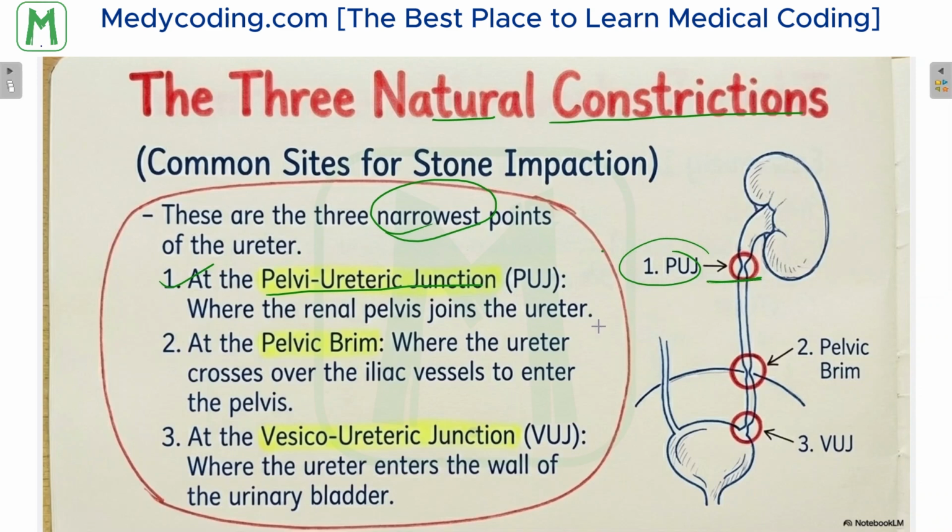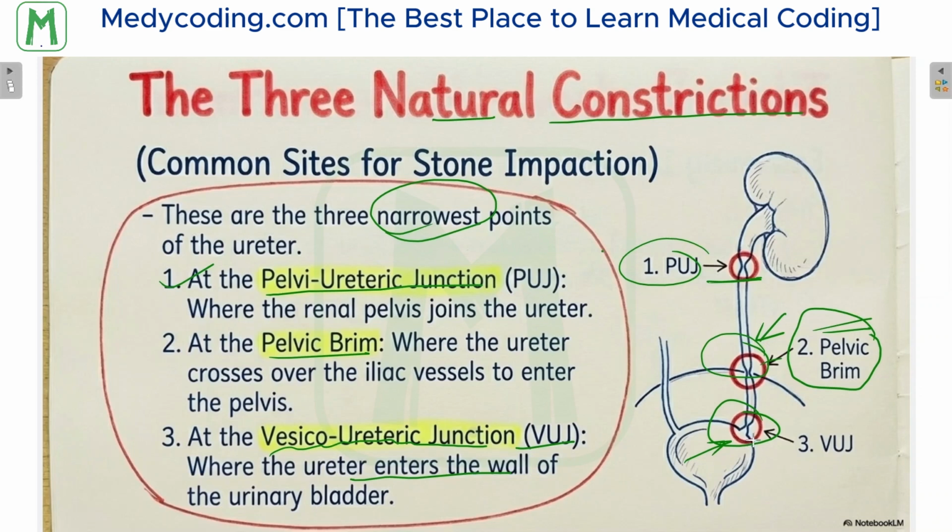The second is the pelvic brim. We already read about the pelvic brim. At this location also there is a stricture. You can see in this figure, this area is the pelvic brim. The next is the vesico-ureteric junction, VUJ. The vesico-ureteric junction is the junction where the ureter enters the bladder. The term vesico means storage, and here it is used for the bladder.